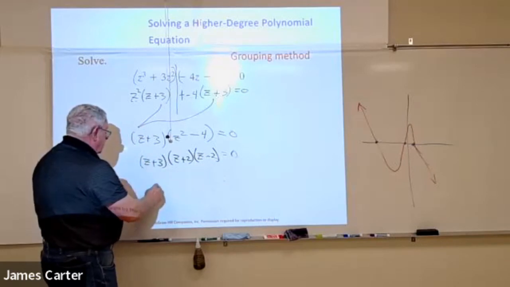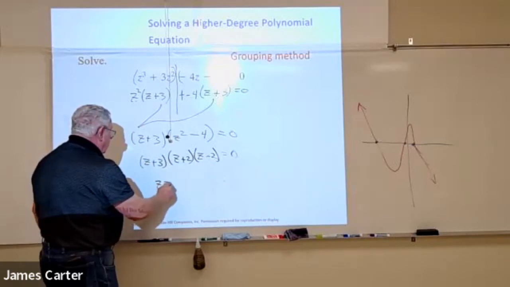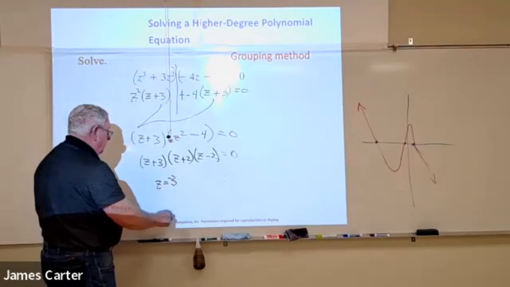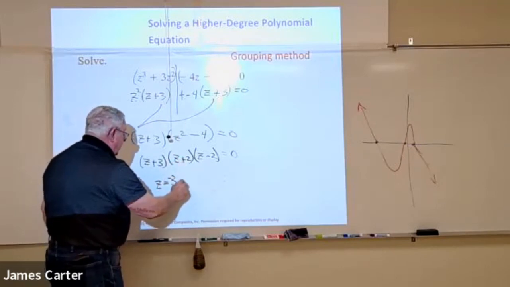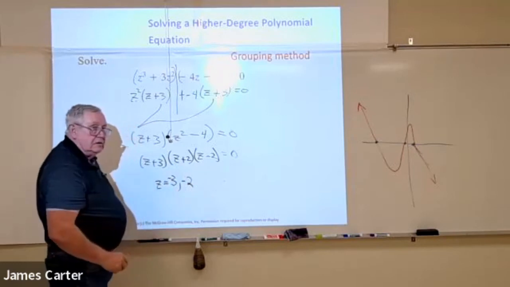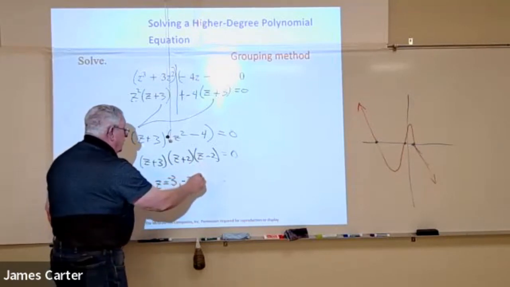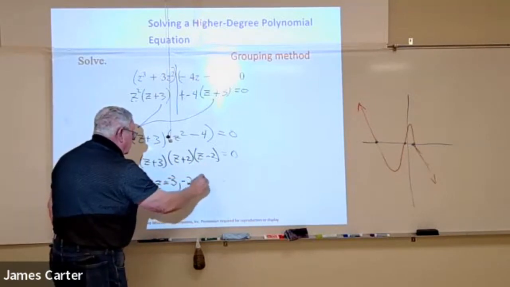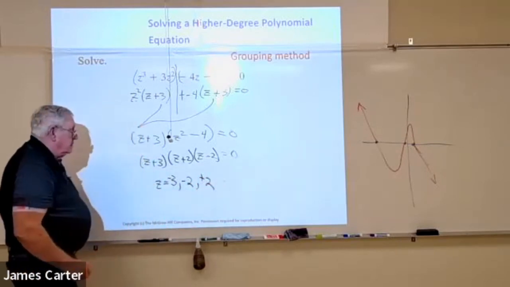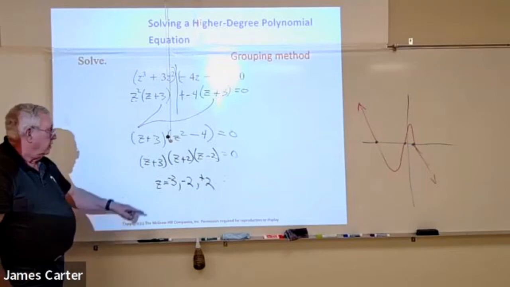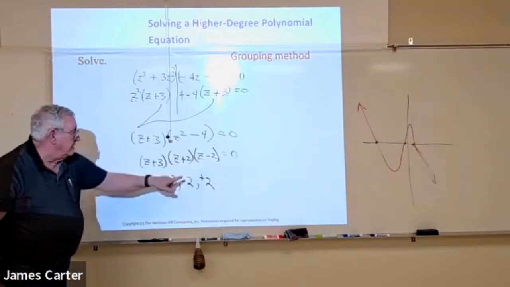Okay, this is going to give me z equals -3. This one will give me z equals -2. And this one will give me z equals +2. So those are my solutions. Do I need to show you why I went from this to that?